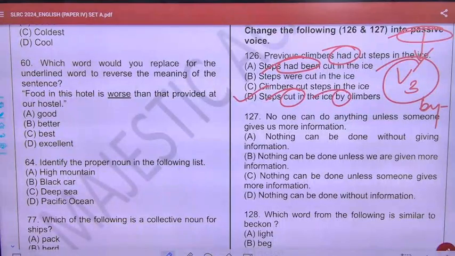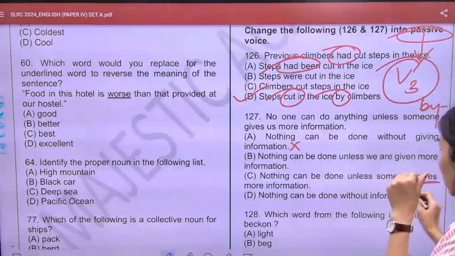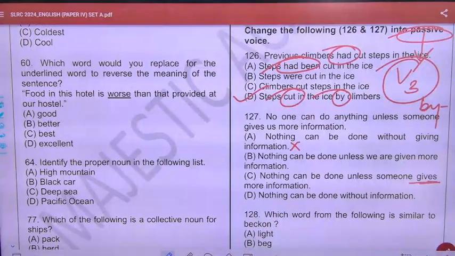Okay sir? So we can see the options. Nothing can be done without giving information. Okay, not going. Nothing can be done unless we are given more information. Okay, this may go. Next one, nothing can be done unless someone gives more information. Okay, I have changed the tone a little bit. Okay, nothing can be done without information. Okay, this also doesn't go.